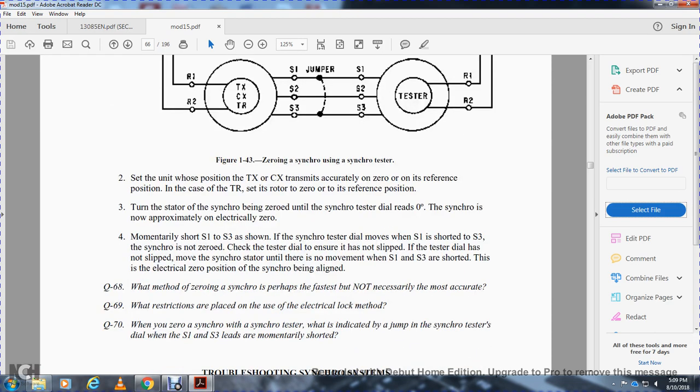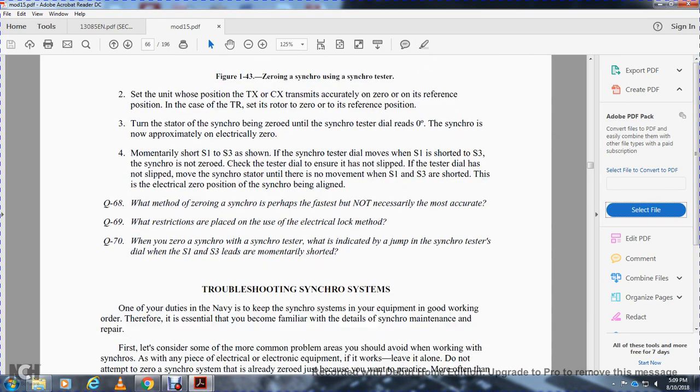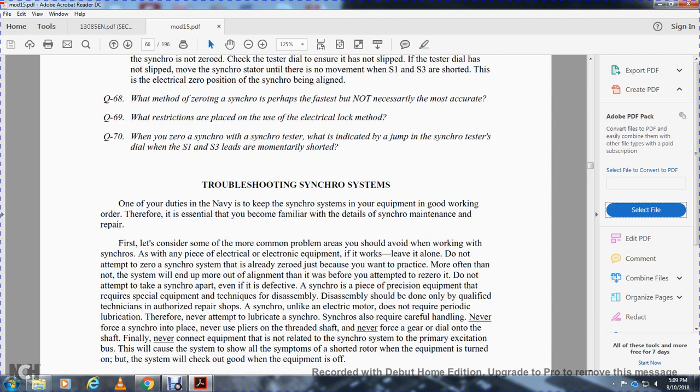All right, set the unit whose position is being checked, the torque transmitter or control transmitter, accurately at zero on the reference position. Set the receiver or transformer to zero at the reference point. Turn the shaft of the synchro, being zeroed, until the synchro tester dial reads 0, but the synchro is now only approximately electrically zero. Momentarily short stator 1 and stator 3 and watch the tester dial. If the dial moves when stator 1 is shorted to stator 3, the synchro is not at zero. Check the test dial, ensuring that it does not slip with the test dial head and does not slip with the movement of the synchro stator, until there is no movement when stator 1 and stator 3 are shorted. This is the electrical zero position, and the synchro is aligned.